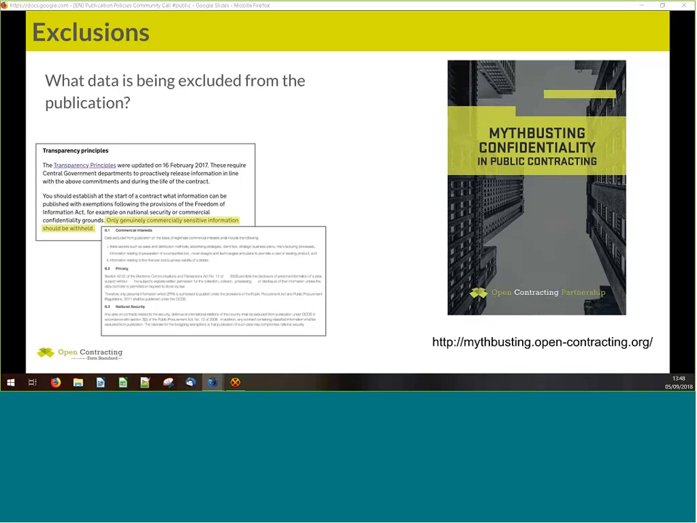OCP have recently published a myth-busting report on confidentiality in public contracting, which goes into much more detail in this area and really breaks down very specific types of information and when they would or wouldn't be considered commercially sensitive. So I'd really recommend everybody takes a look at that. The URL for the report is there. You can find it on the Open Contracting website, and that can be a really useful resource to support those conversations about what should and shouldn't be disclosed.